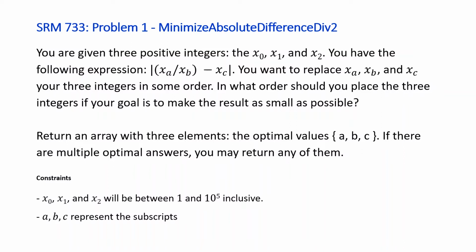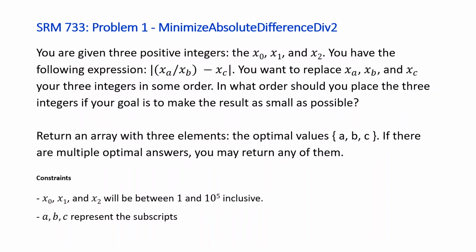In what order should you place the three integers if your goal is to make the result of the expression as small as possible? Return an array with three elements, the optimal values a, b, and c. If there are multiple optimal answers, you may return any of them. And note that the values of x0, x1, and x2 will be between 1 and 10 to the 5th. And a, b, and c represent the subscripts, not the actual values of x0, x1, and x2.